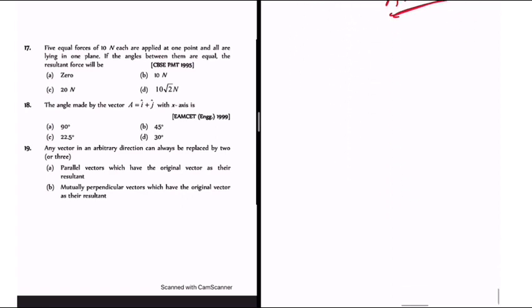Next, 18th. The angle made by the vector A equal to I cap plus J cap with the x-axis is 45, obviously.